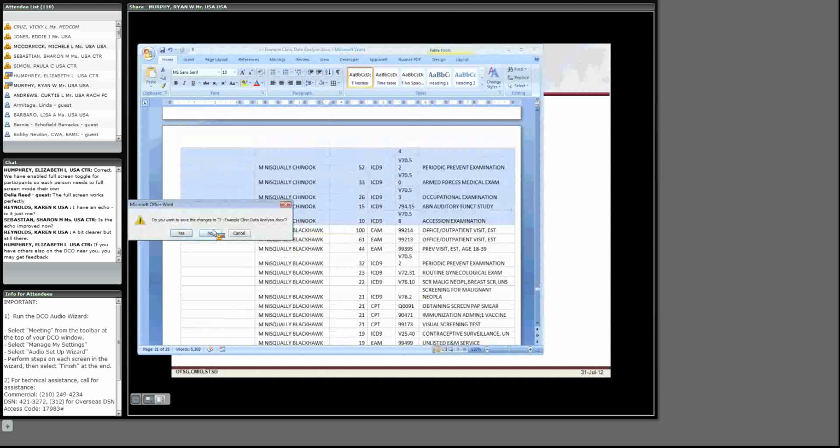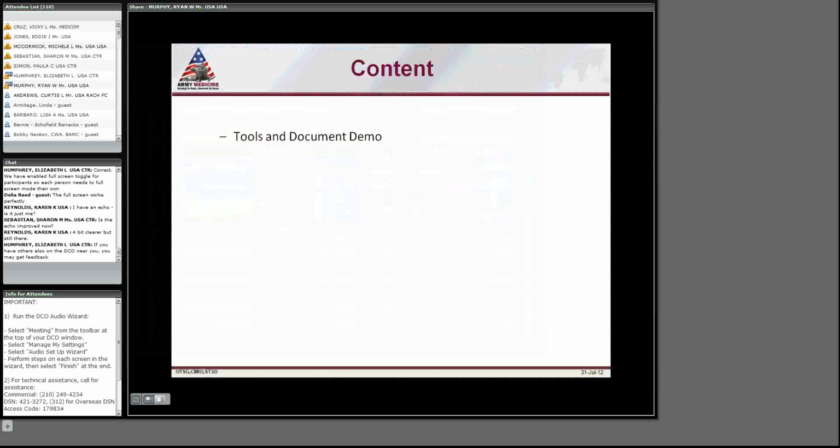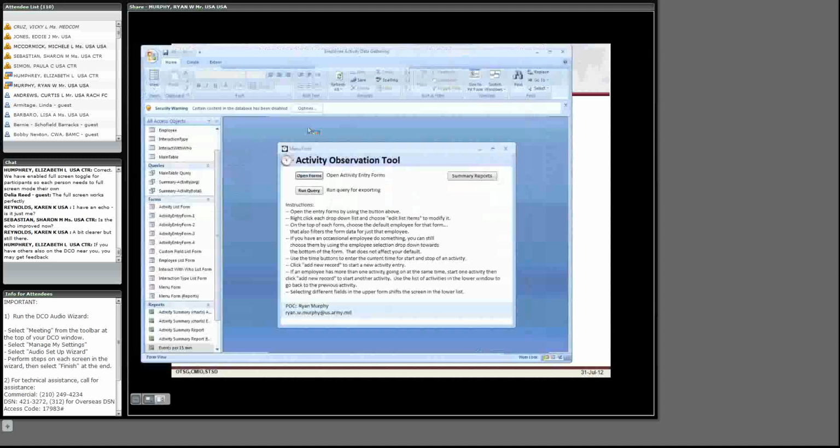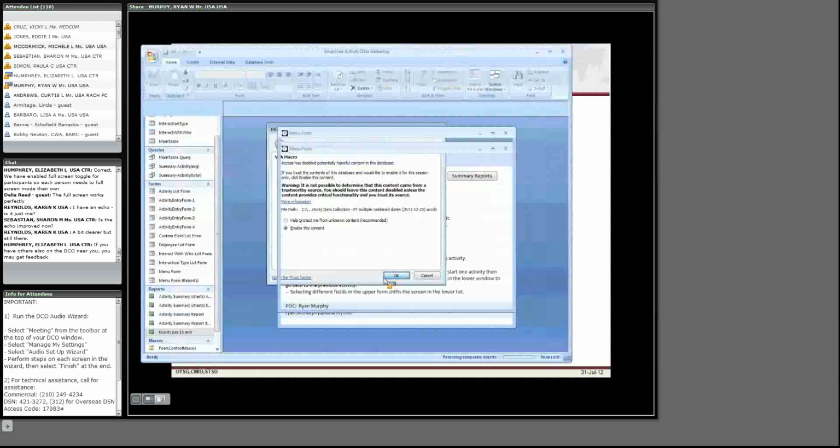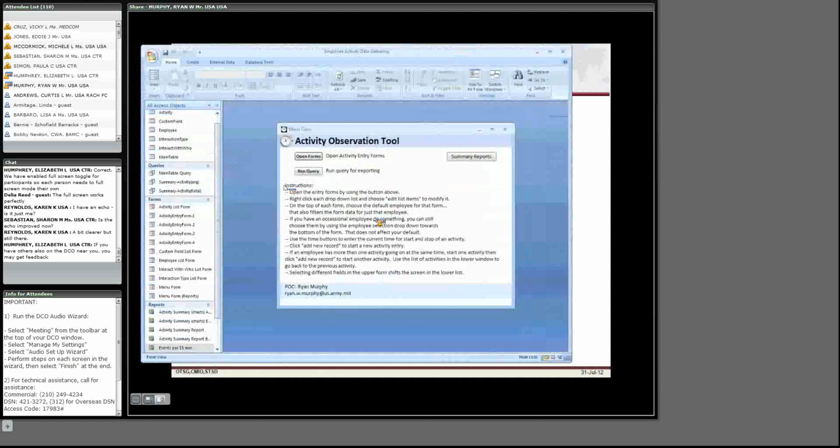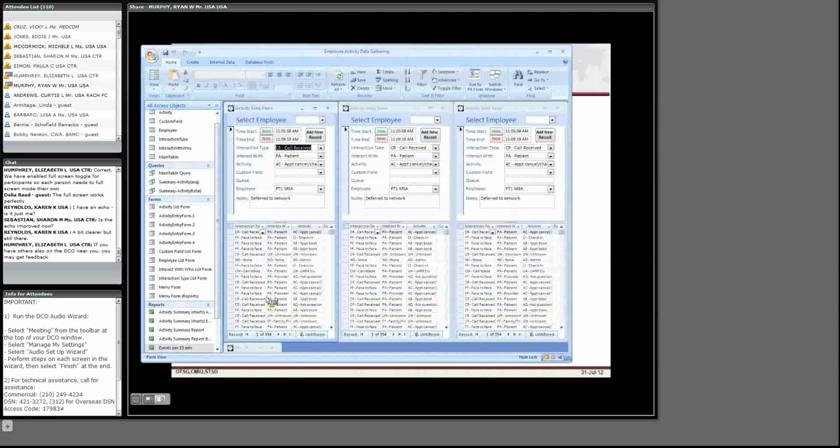Now there's one other tool that we use for actual observations, and this one is set up to use on a tablet. It's meant specifically for CWAs to use. You just take your tablet, put it in tablet mode, and click this button here, Open Forms. It opens up 3 sets of forms, and you can use your stylus to do your observations. Very quickly you can observe 3 or more people doing multiple tasks.